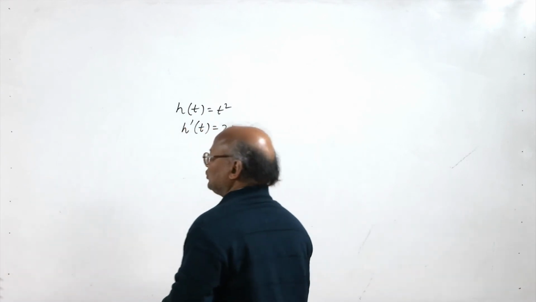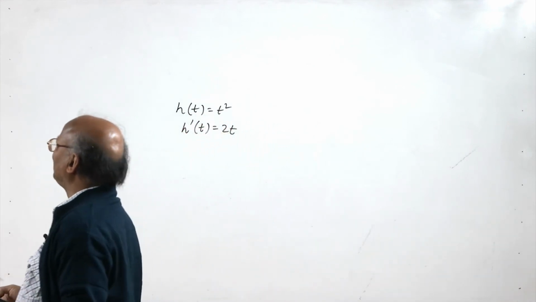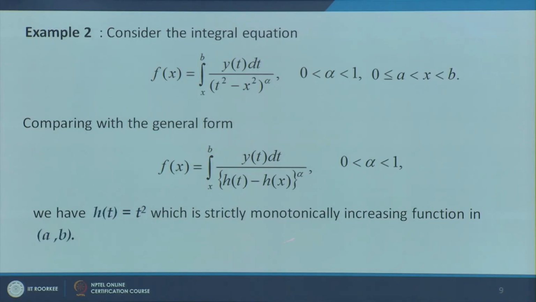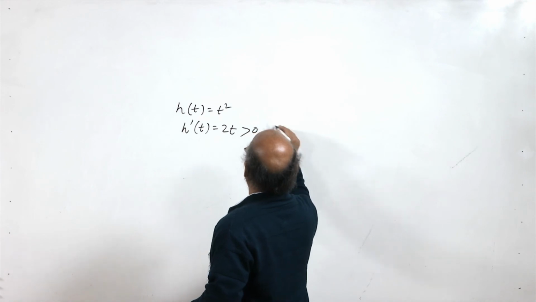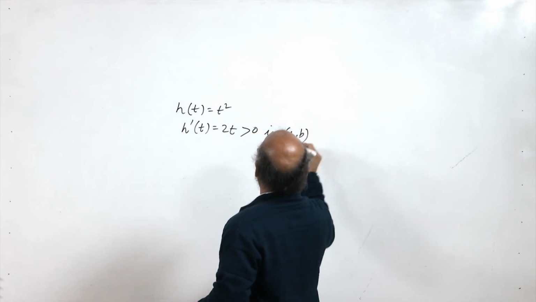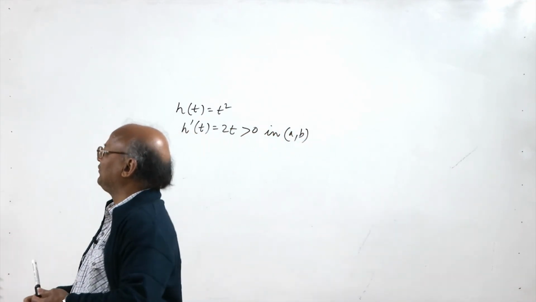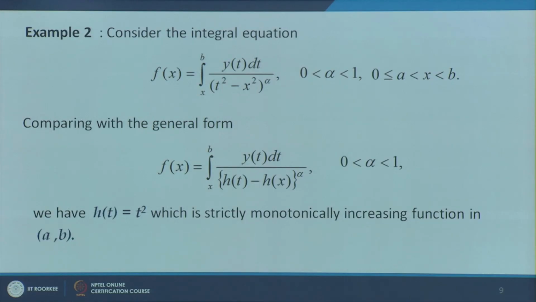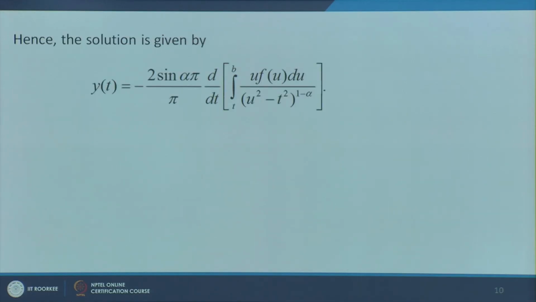h(t) equal to t square is a strictly monotonically increasing function in (a, b), because h prime(t) is equal to 2t, and so over the open interval (a, b), because a could be 0 also, it is strictly positive. And therefore we can find its general solution. We can find the solution of this integral equation.